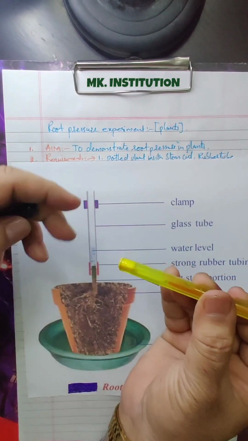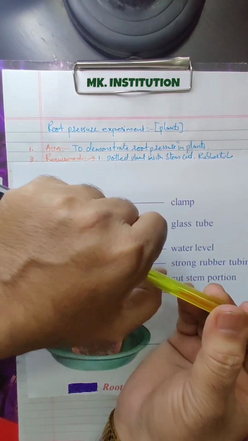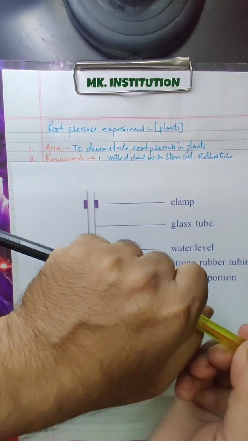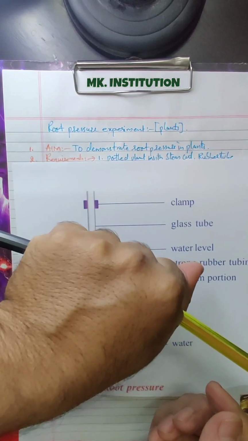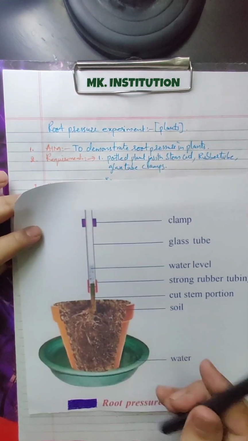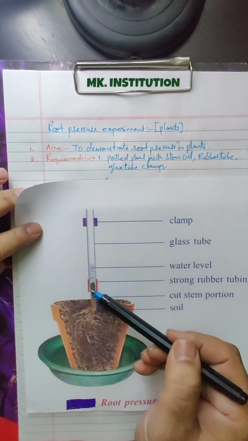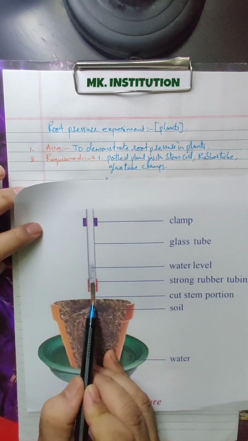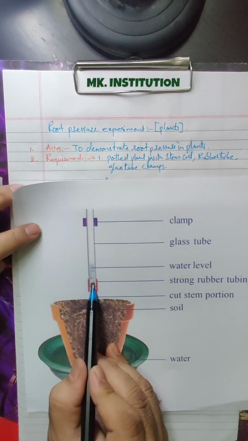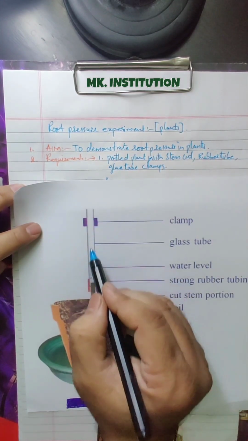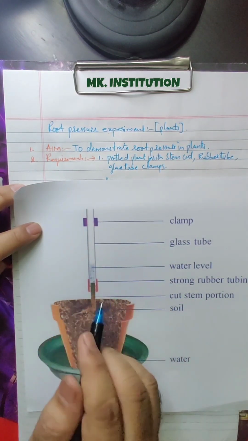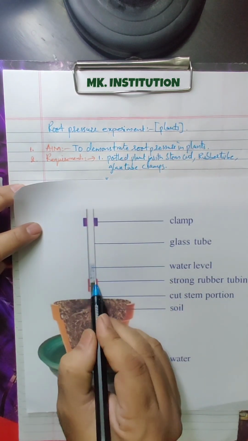Then these two should be perfectly tied and bound with the tube. Imagine this is the tube. So both are tightly bonded here, and see that water should not leak. Clear? Anyway, this is the potted plant here. Stem cut 1 centimeter above the ground. We have cut the stem here, and that stem is joined with the glass tube. Clear? Both will be very tightly bonded because of the rubber tubing. This is a rubber tube.